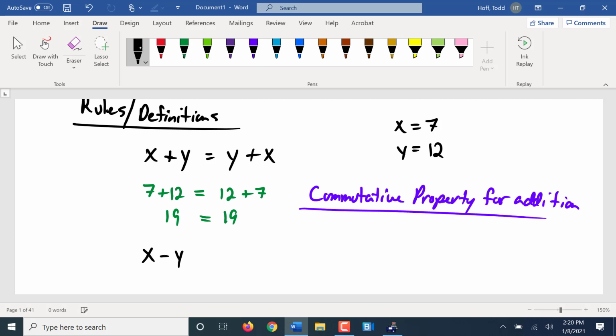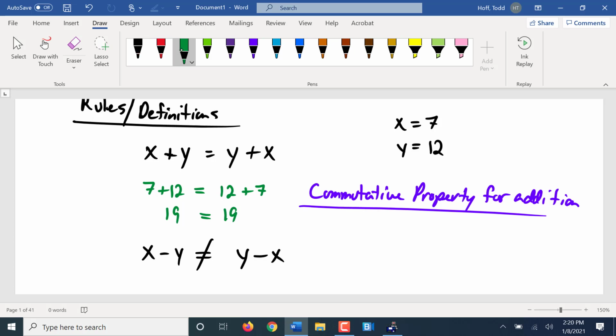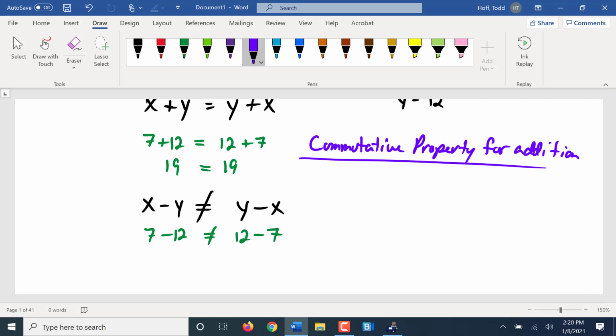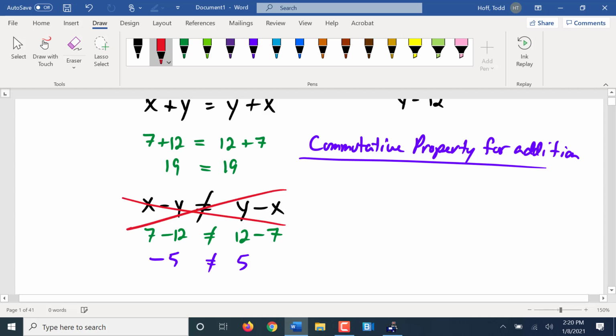Is it true that x minus y equals y minus x? No, that is not true. If I put in 7 minus 12, that's not equal to 12 minus 7. What's 7 minus 12? Negative 5, there we go. And of course, 12 minus 7 is positive 5. Obviously not equal. So there is no commutative property for subtraction.